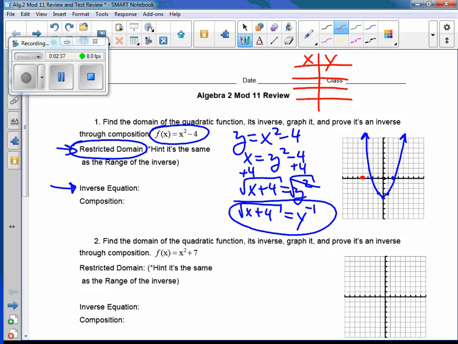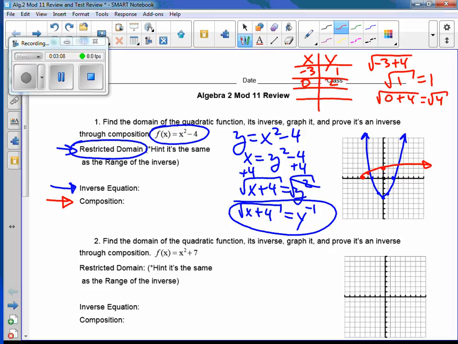So for example, I'm going to plug in -3, and if I plug -3 in here, I get -3 plus 4, which is the square root of 1, which is 1. And so that gives me another point right here. And of course, if you plug in 0, you would get 0 plus 4, which is the square root of 4, which is 2. And so that gives you this point right here. And so there is the inverse. Okay, there's the inverse.